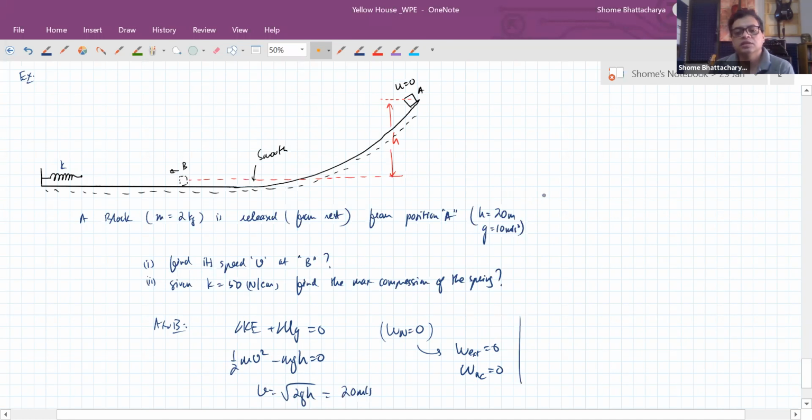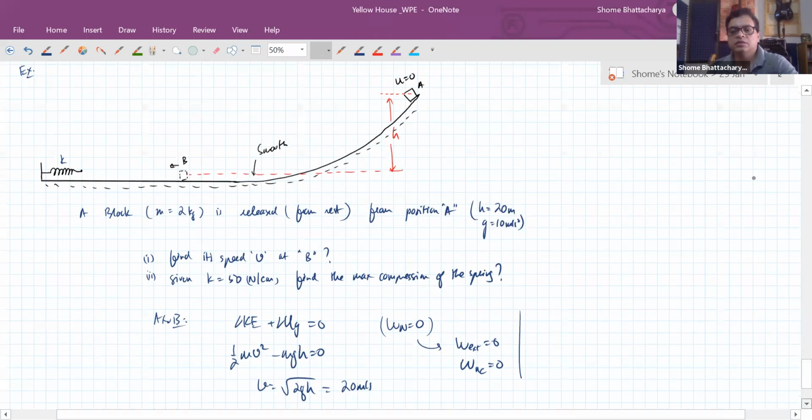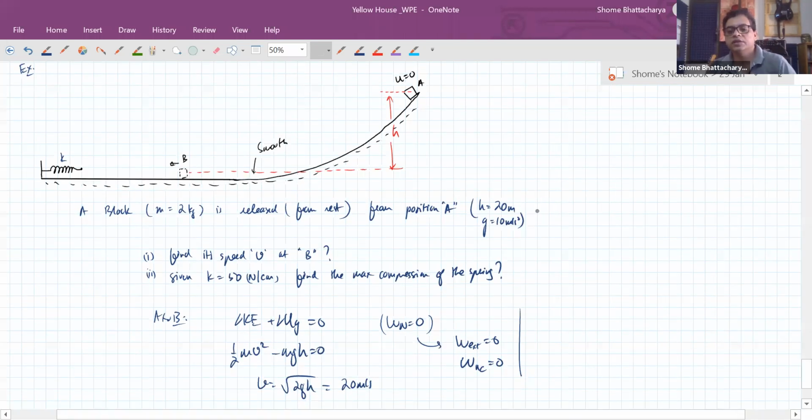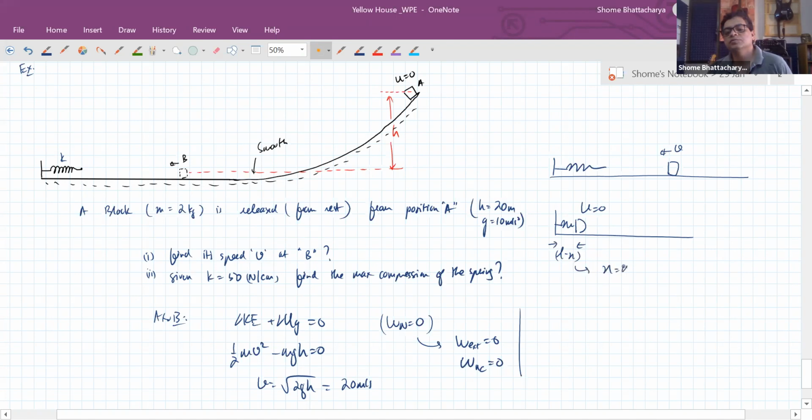Okay. Then let's say from B to C, just think of it like this, that it's a simple case of a block moving with speed v, and then it's going and compressing the spring. When its speed becomes zero, the compression of the spring becomes maximum, when the speed of the block is zero.